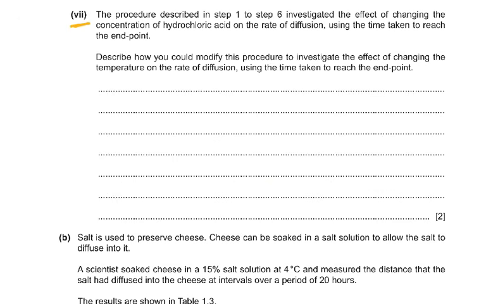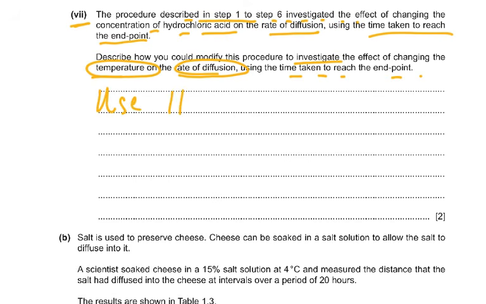In part 7, the procedure described in step 1 to step 6 investigated the effect of changing the concentration of HCl on the rate of diffusion, using the time taken to reach the end point. Describe how you'd modify the procedure to investigate the effect of changing the temperature on the rate of diffusion using the time taken to reach the endpoint. Same experiment, but how would you change it for the temperature? So you would use the same concentration of HCl, and I would like you to specify 1 mole dm cube.